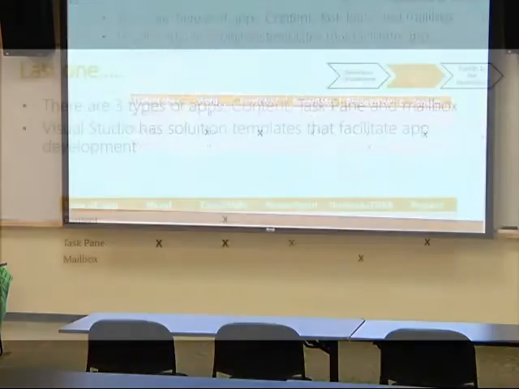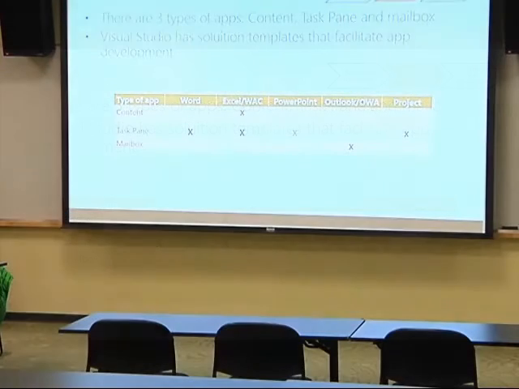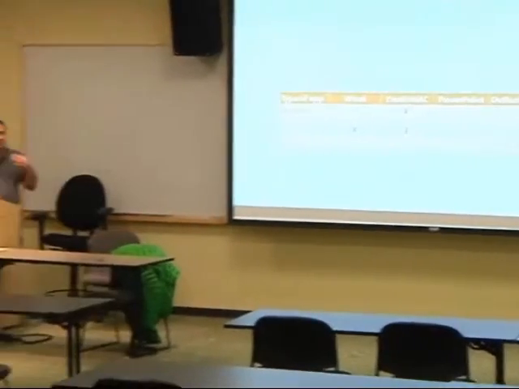So my last slide here about functionalities is that there are 3 types of apps, as I told you: content apps, task pane apps, or Mailbox apps. And on the 15th release, you can see that, for example, task pane apps are supported in Word, Excel, PowerPoint, and Project. Content apps on this release are only supported in Excel and Excel Web Access, which is the web version of Excel. And Mailbox is only supported in Outlook or Outlook Web Access. One of the goals of my team on this release is to fill this table with X and make sure that we are available in all those applications.